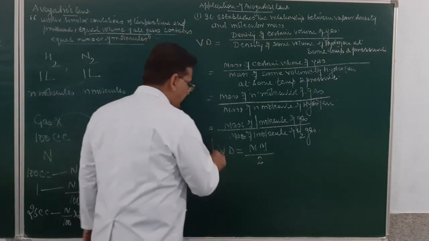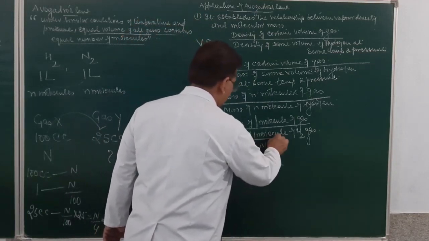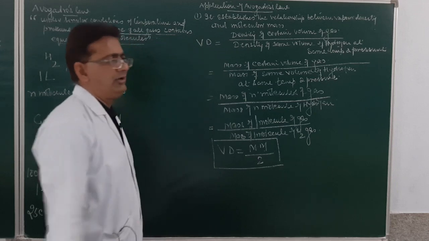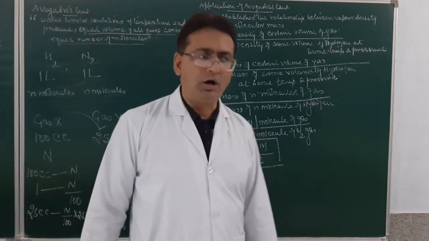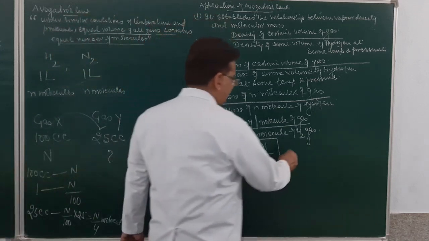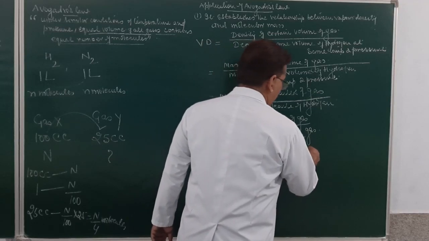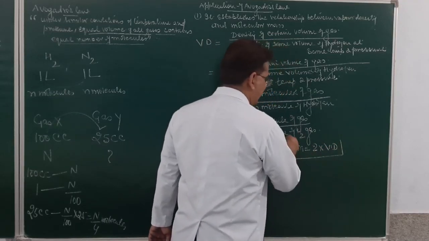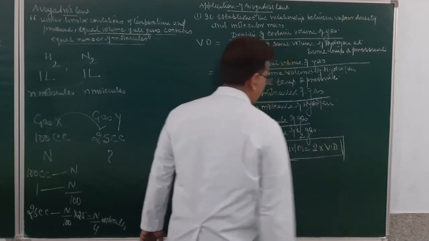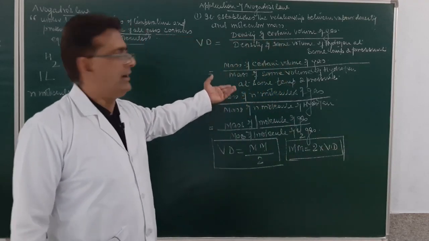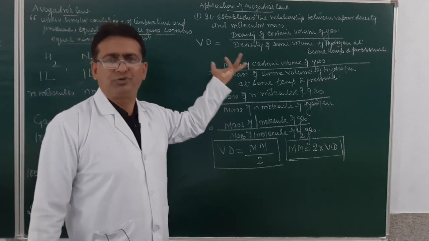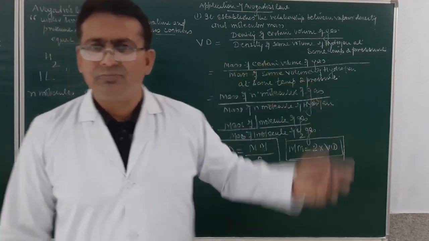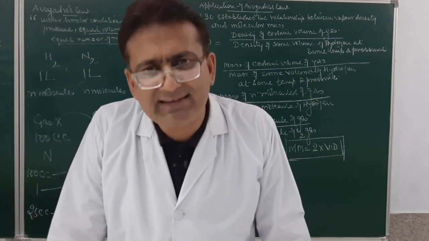So what will be the formula? Vapor density will be equal to molecular mass divided by 2, or the molecular mass of the substance will be equal to 2 into vapor density. How have I established this relationship? By using Avogadro's law: when the volumes are the same, the number of molecules will also be the same.